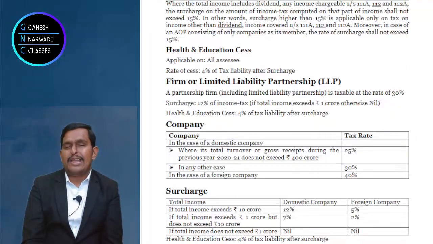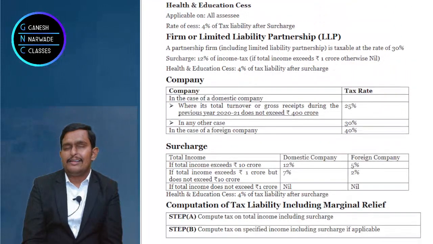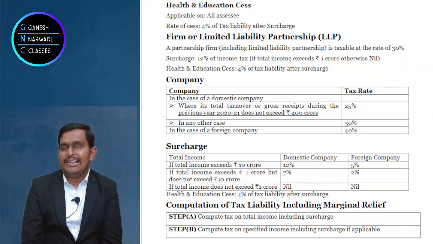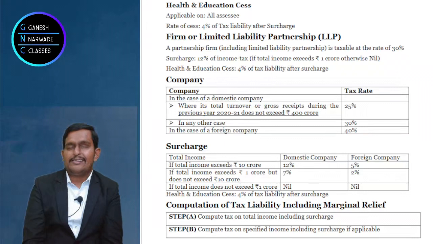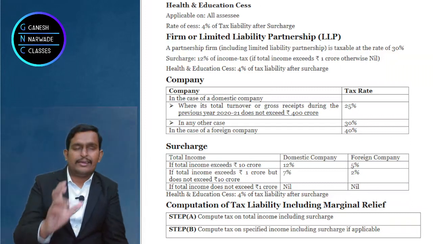On what amount is tax calculated? On the total income, tax is calculated. Surcharge is calculated on tax amount, right? And on tax amount plus surcharge, what is calculated? Health and education cess. When we add health and education cess, what we get? Final tax liability. So health and education cess is also there in case of partnership firms.